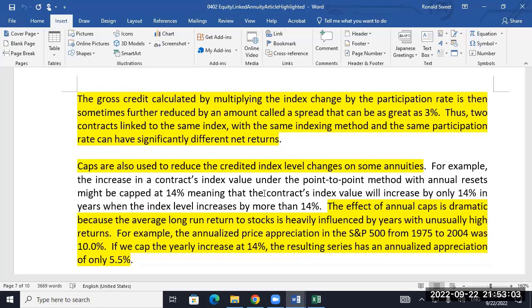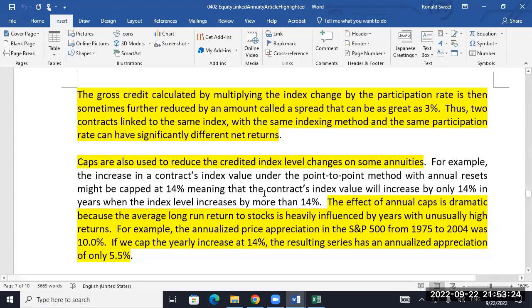Then some firms put caps on it to say, we're going to give you 100% participation, but if the stock market's up more than X percent, we cap you at that. Is that material? That's hugely material, because what does the stock market do? It doesn't make 10%, 10%, 10%. It makes 30%, loses 10%, makes 8%, makes 18%. Those big years are really, really important.